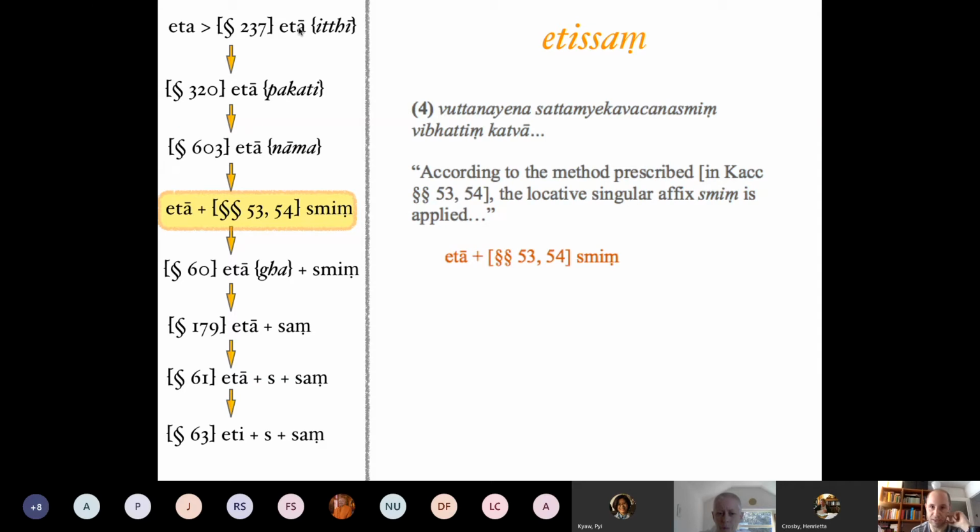The pakati or the base is eta, and through Kaccāyana 53 and 54, because we want to express the locative singular, we add the locative singular case ending, which is smim. Now you'll say, well, this is wrong because the feminine cannot get smim. Okay, that's true, we'll get there. But this is the first step. We have to go step by step. First, we add the default case ending, which is smim. Then we have eta and smim.